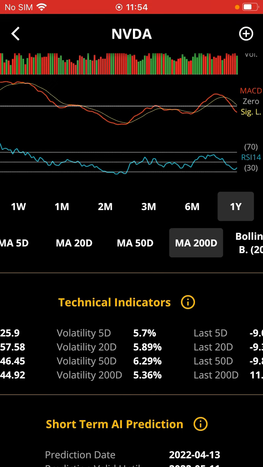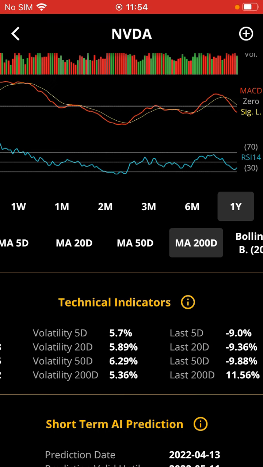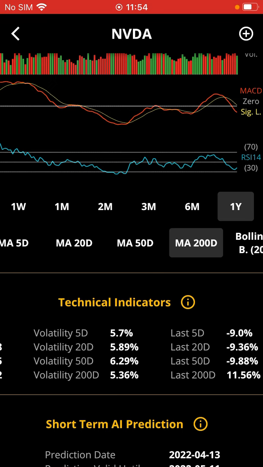So if you have a look at the volatility of the stock in the last 5 days, it's been 5.7%. And during the last 200 business days, the volatility of the stock has never gone down below 5% for the volatility figures for 5 days, 20 days, 50 days, and 200 days. In the last 5 days, the price of the stock has gone down by 9%, which is reasonably high actually.